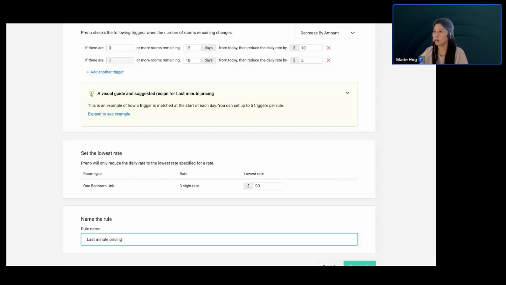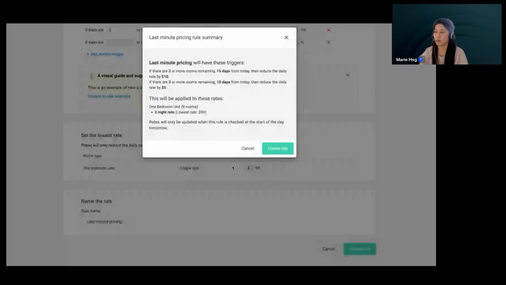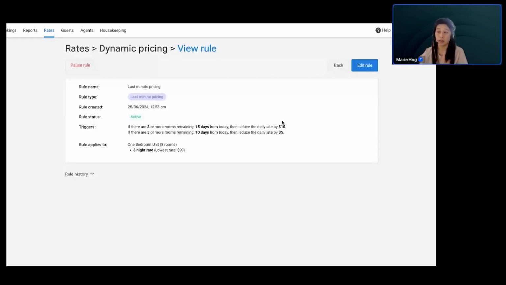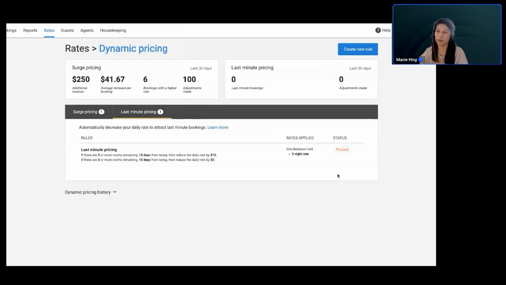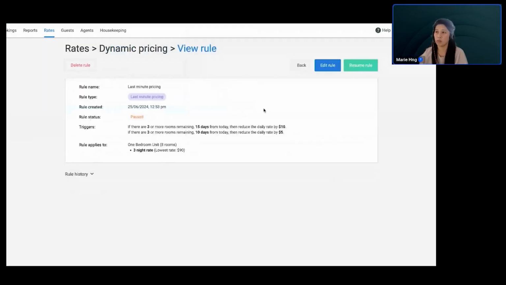All right, so you name it, and then we can set it up. Okay, and there you go. So with the last minute pricing, this runs every day at midnight. It's going to check this rule is 15 days from today, and it's going to reduce the rate accordingly. Once a rule is set up, you can pause the rule and resume the rule as and when you please. So if I pause it, it says it's paused and it stopped running. If you want to turn it back on, just click into it and resume again.